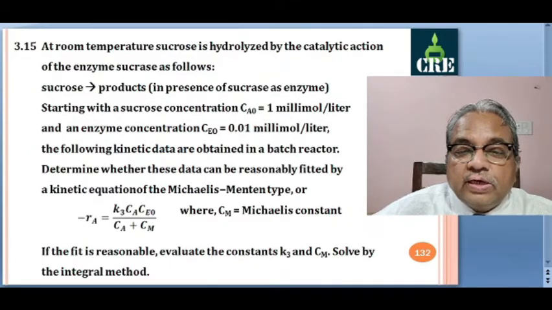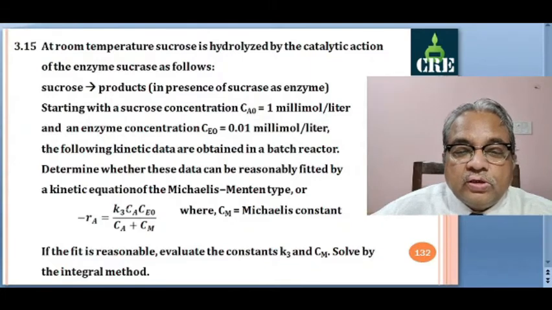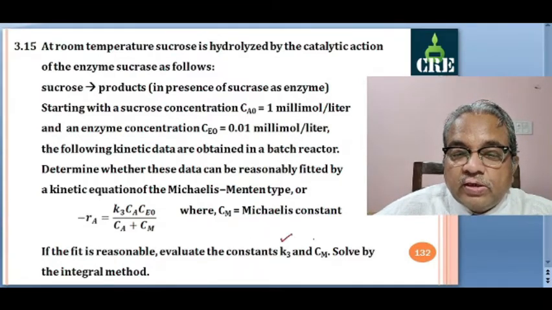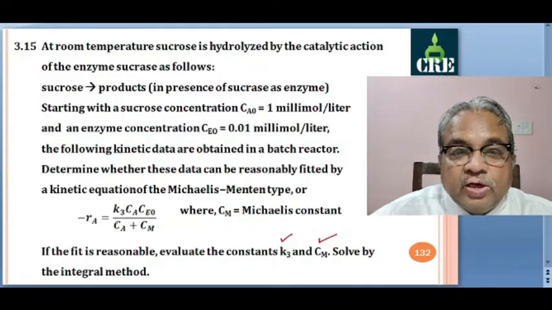Determine whether these data can be reasonably fitted by the kinetics of Michaelis-Menten type, which is minus Ra is equal to K3 Ca Ce0 divided by Ca plus Cm, where Cm is the Michaelis constant. If the fit is reasonable, evaluate the constants, that is K3 and Cm, this Michaelis constant. You have to solve this by the integral method.